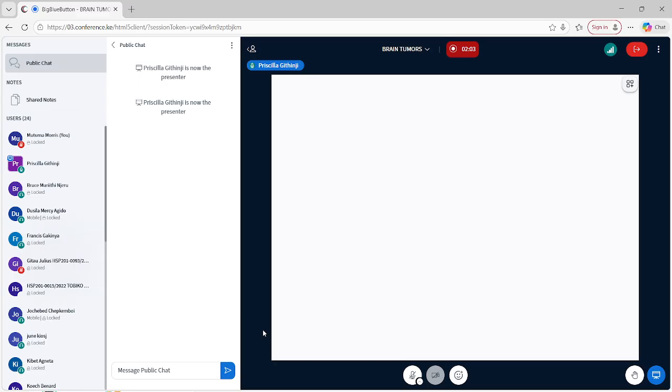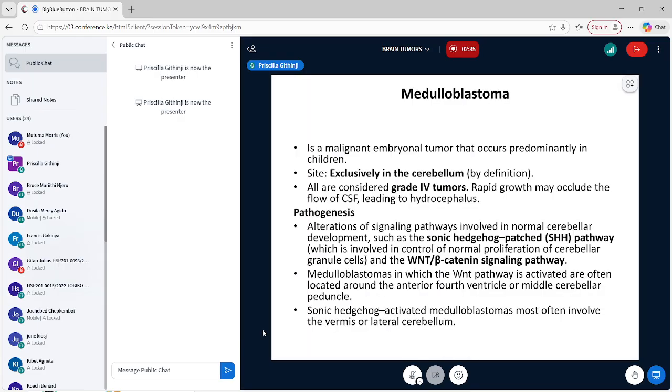So let's look at the medulloblastoma, which is a malignant embryonal tumor, so WHO grade 4, that occurs predominantly in children. The medulloblastoma exclusively is found in the cerebellum, so you'll not find it in the cortex. All are considered grade 4 tumors. They have rapid growth that may occlude the flow of CSF, and some patients may present with features of hydrocephalus. What causes you to form medulloblastoma? So there are various pathways that lead to it.